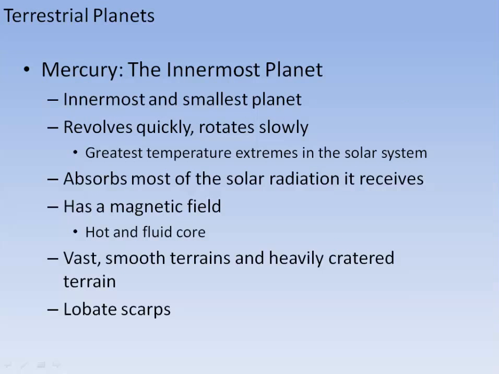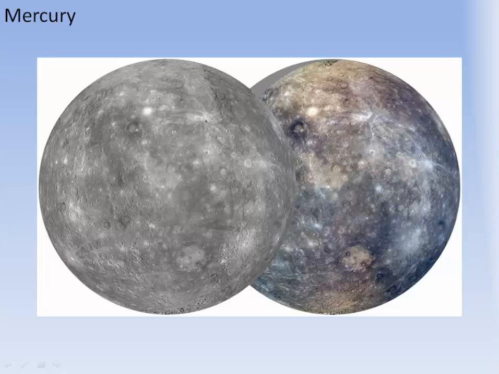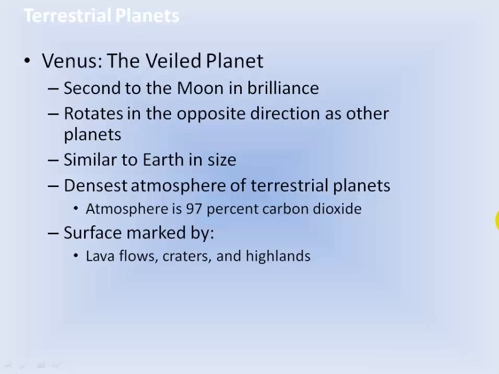Mercury is the innermost planet. The innermost, the smallest planet, it revolves quickly, rotates slowly, and has the greatest temperature extremes in the solar system. It absorbs most of the solar radiation it receives, has a magnetic field, a hot fluid core, vast smooth terrains and heavily cratered terrains, and lobate scarps. Here are some pictures of Mercury.